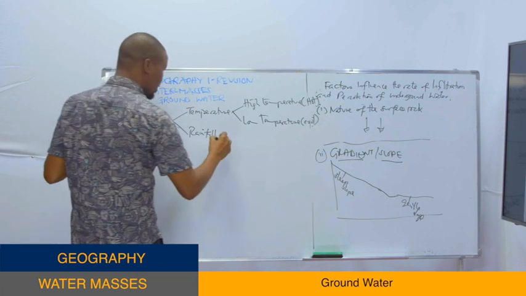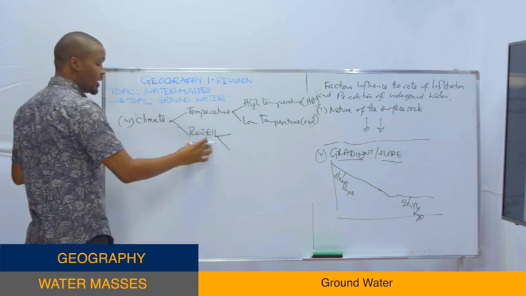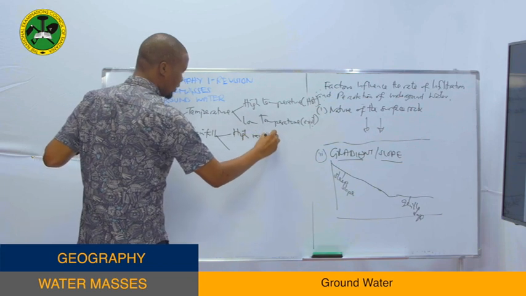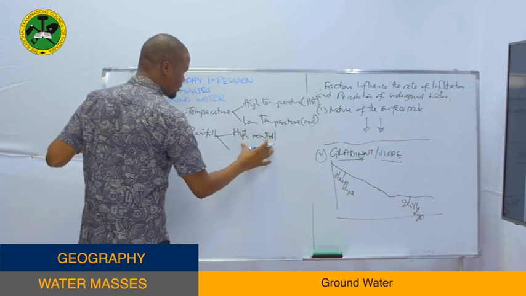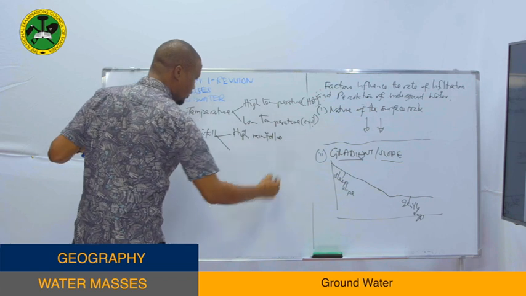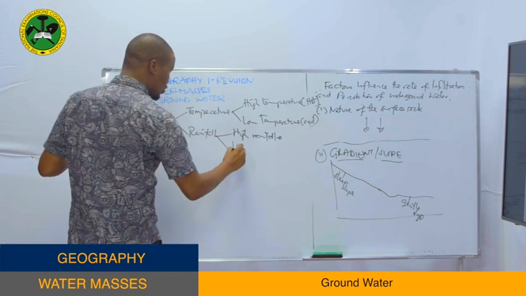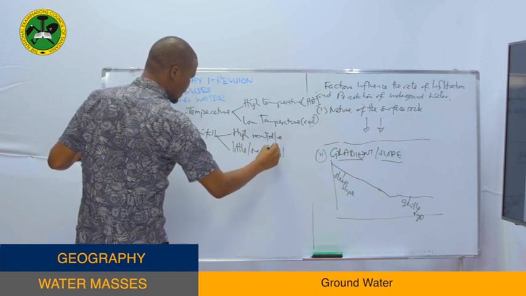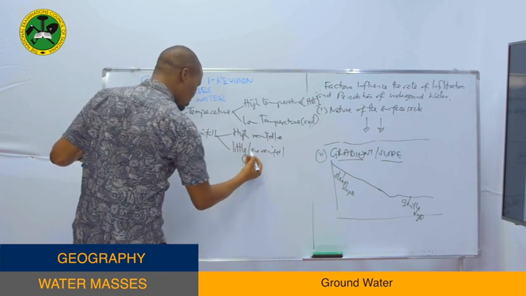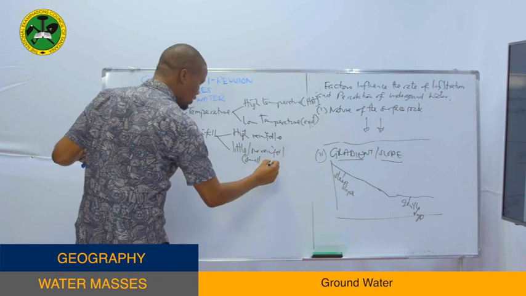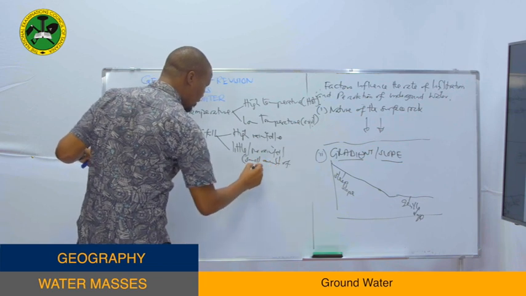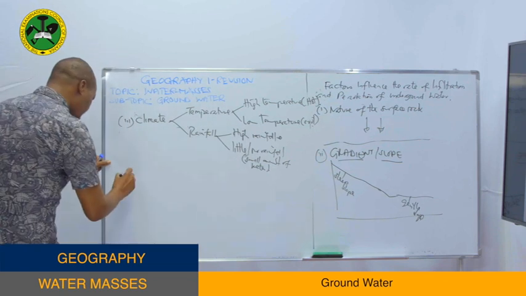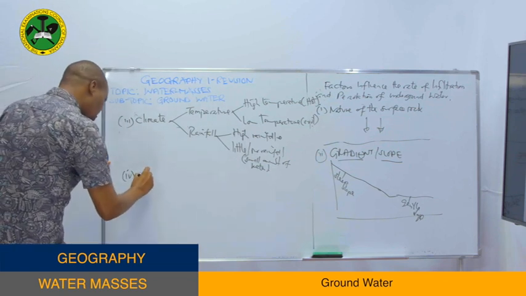Then you go to rainfall, it's easy. We know that areas of high rainfall, then we expect at this point there will be a high amount of water underground, while areas with little or no rainfall, here there will be a small amount of water underground. You see, this is rainfall. Then from there, we have what we call the vegetation.